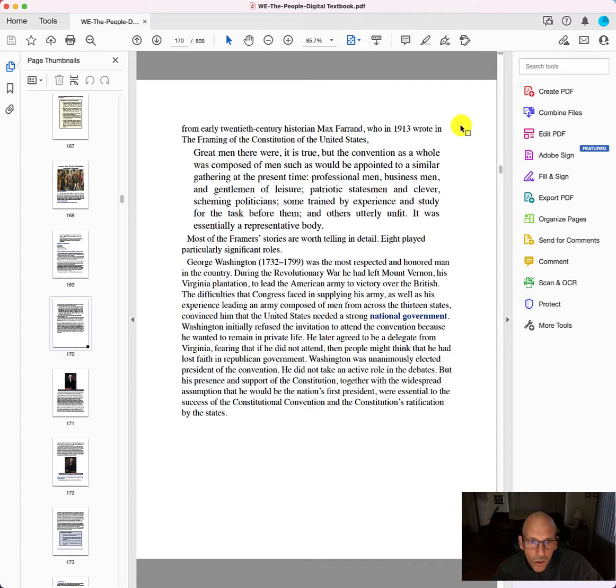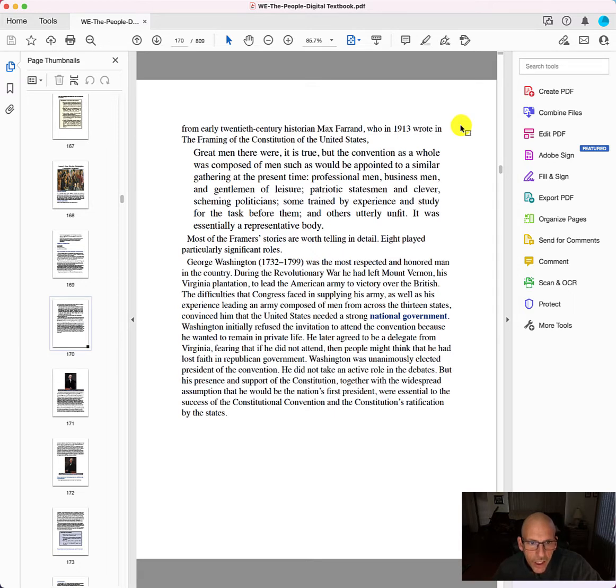Most of the framers' stories are worth telling in detail. 8 played particularly significant roles. George Washington, 1732 to 1799, was the most respected and honored man in the country during the Revolutionary War. He had left Mount Vernon, his Virginia plantation, to lead the American army to victory over the British. The difficulties that Congress faced in supplying his army, as well as his experience leading an army composed of men from across 13 states, convinced him that the United States needed a strong national government.